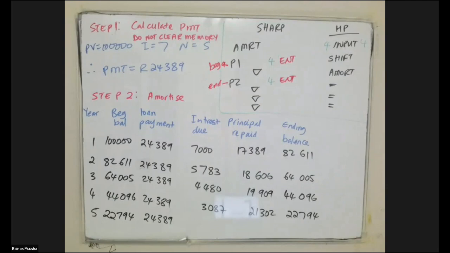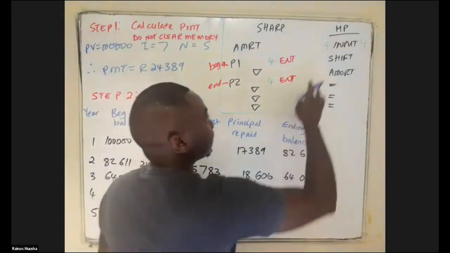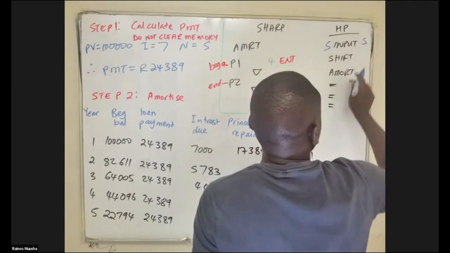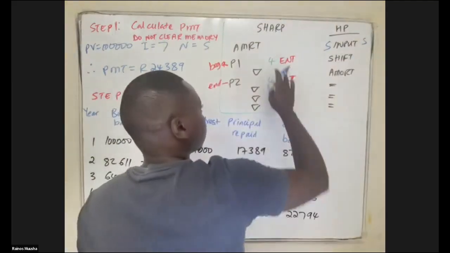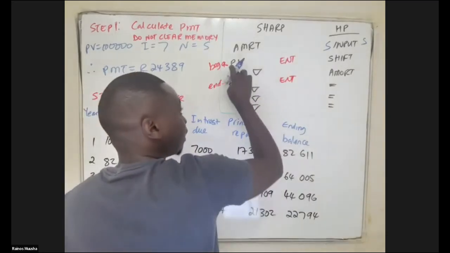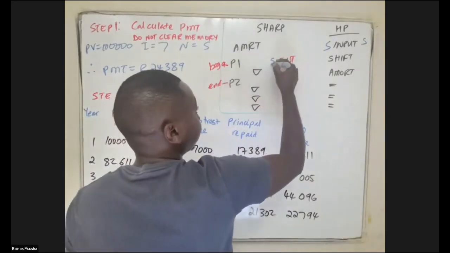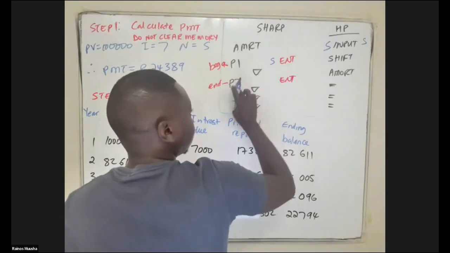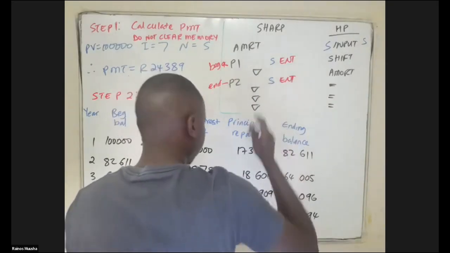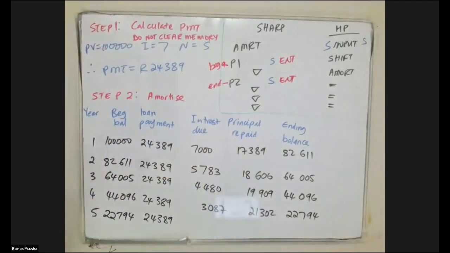Then to amortize for year 5, same thing. 5 input 5, shift amort, and if you keep pressing the equal sign, you get the amortization. If you're using the Sharp calculator, scroll down until it shows you P1. Then you say 5, you press enter. Scroll down to P2, you also say 5, then you press enter. And when you keep scrolling down, it will give you the amortization for year 5.